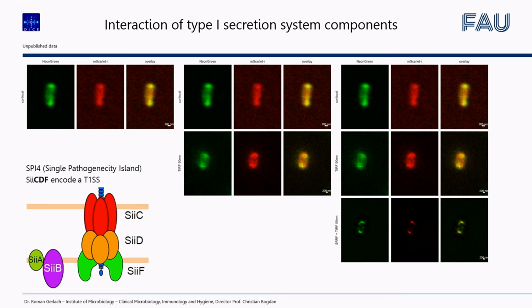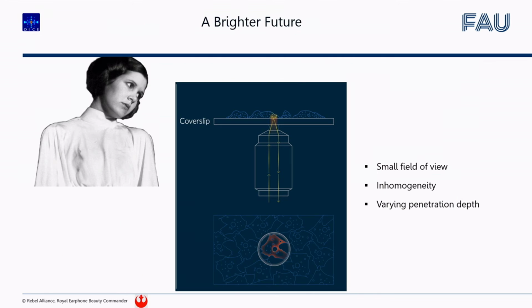As I'm not one of these scientists, I'm more running all this place, so I'm not going to go into detail here. But we also would like to have a brighter future. A brighter future means TIRF is amazing, but it's only a small field of view, and you still have a few problems working with it: small field of view, inhomogeneity, and varying penetration depth of your sample.